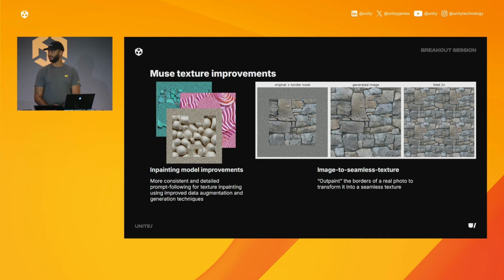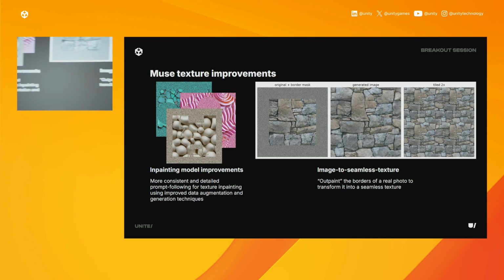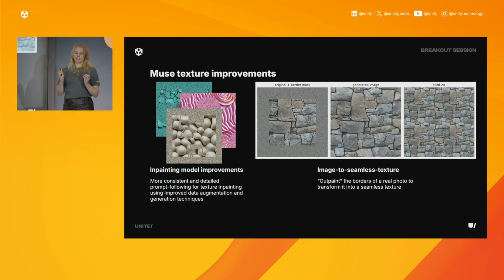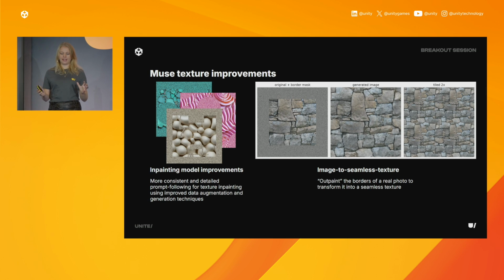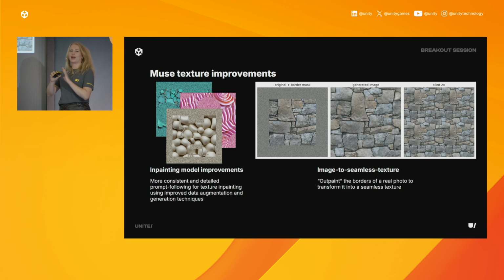Thank you. So we've made lots of improvements to texture as well. We're really excited to share that we've made in-painting even more consistent and detailed in terms of following prompts, as well as image-to-seamless texture. So you can now outpaint the borders of a texture and have it, from a real photo, transform it into a seamless texture. So you can wrap it super nicely around different objects.